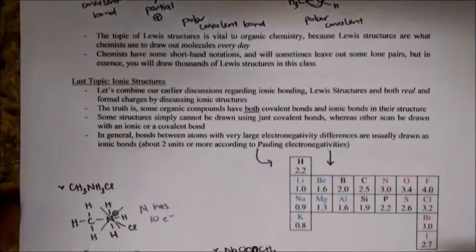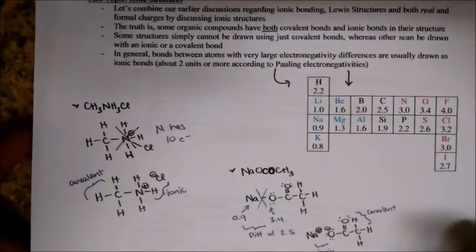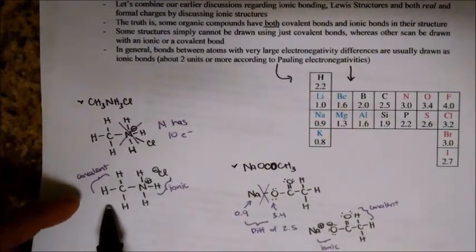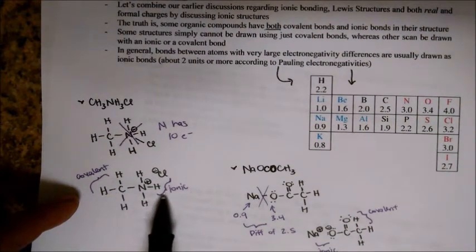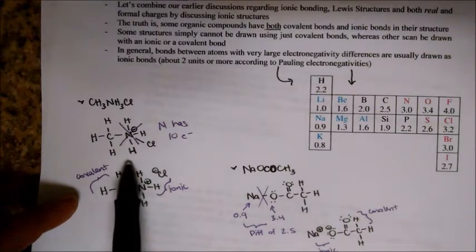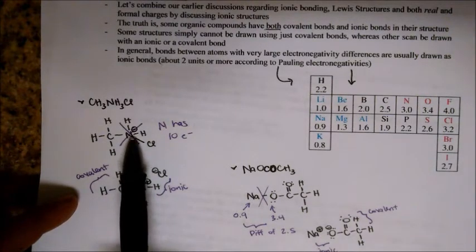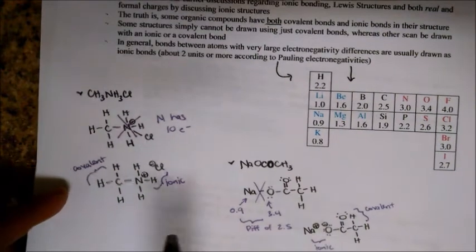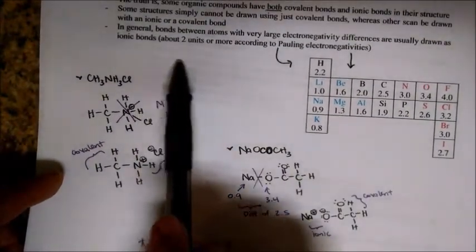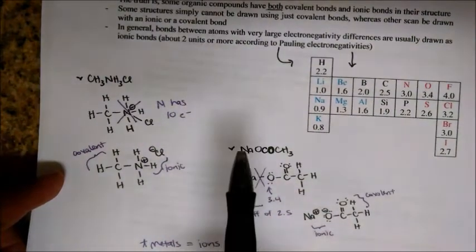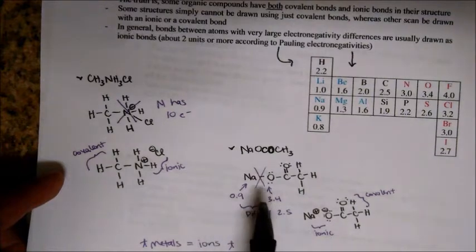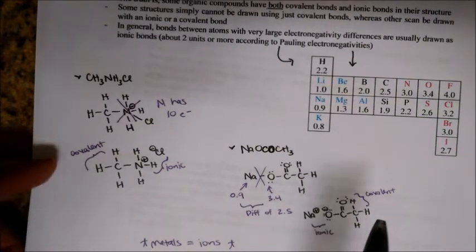And the last topic we discussed on Wednesday were ionic structures, and those are structures that have both covalent and ionic interactions in their structures. We have covalent bonds and ionic interactions. So that's common when it just doesn't make sense to make, this was invalid because it gave nitrogen 10 electrons. And then we also mentioned how about 2 units or more between electronegativities gives you an ionic bond. So we gave this other example, and that was the case. Here was a valid Lewis structure, but their Pauling electronegativities were too large, and so it was an ionic bond.